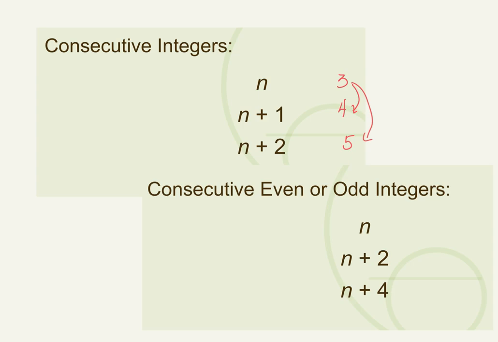You could also hear the terms even or odd integers. Let's say they said odd integers and we started with 3. Well, the next odd integer is going to be 5, and then the next odd integer is going to be 7. Again, you can see that we went by twos. So when you don't know these integers, you're going to set them up with n, n plus 1, n plus 2, or x's, and then n plus 2, n plus 4 if they're even or odd.